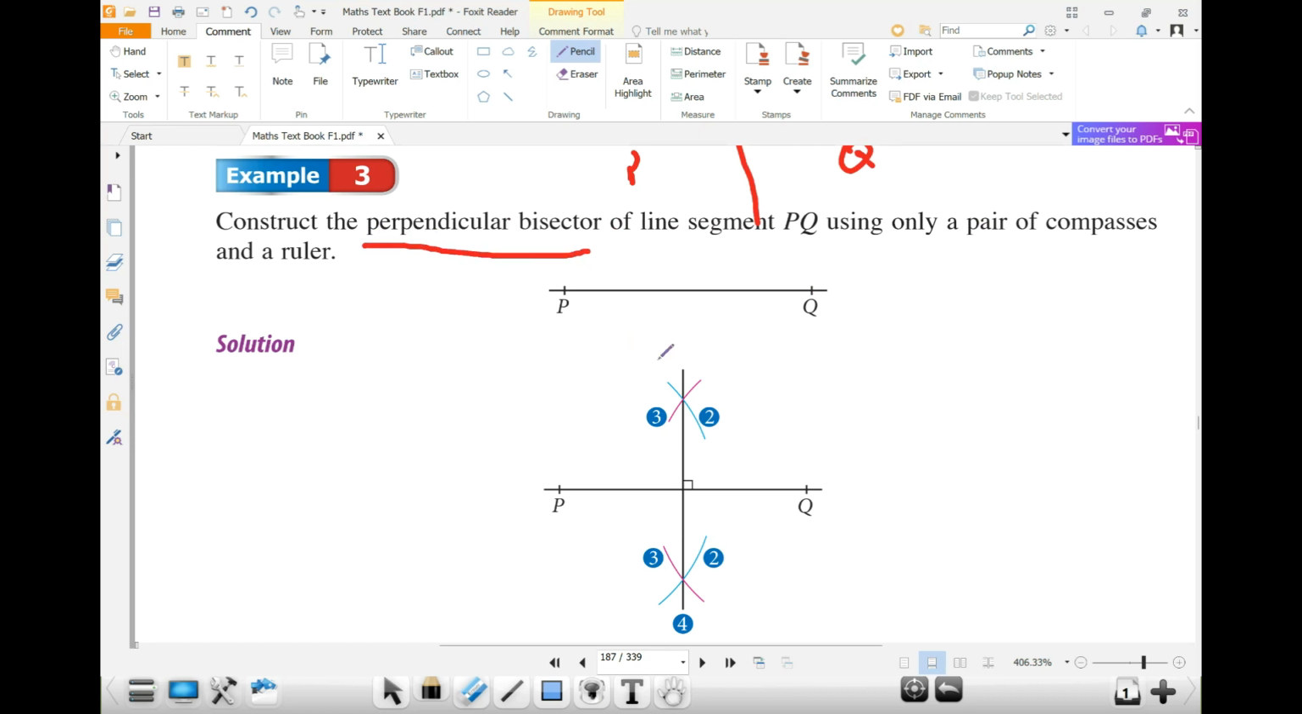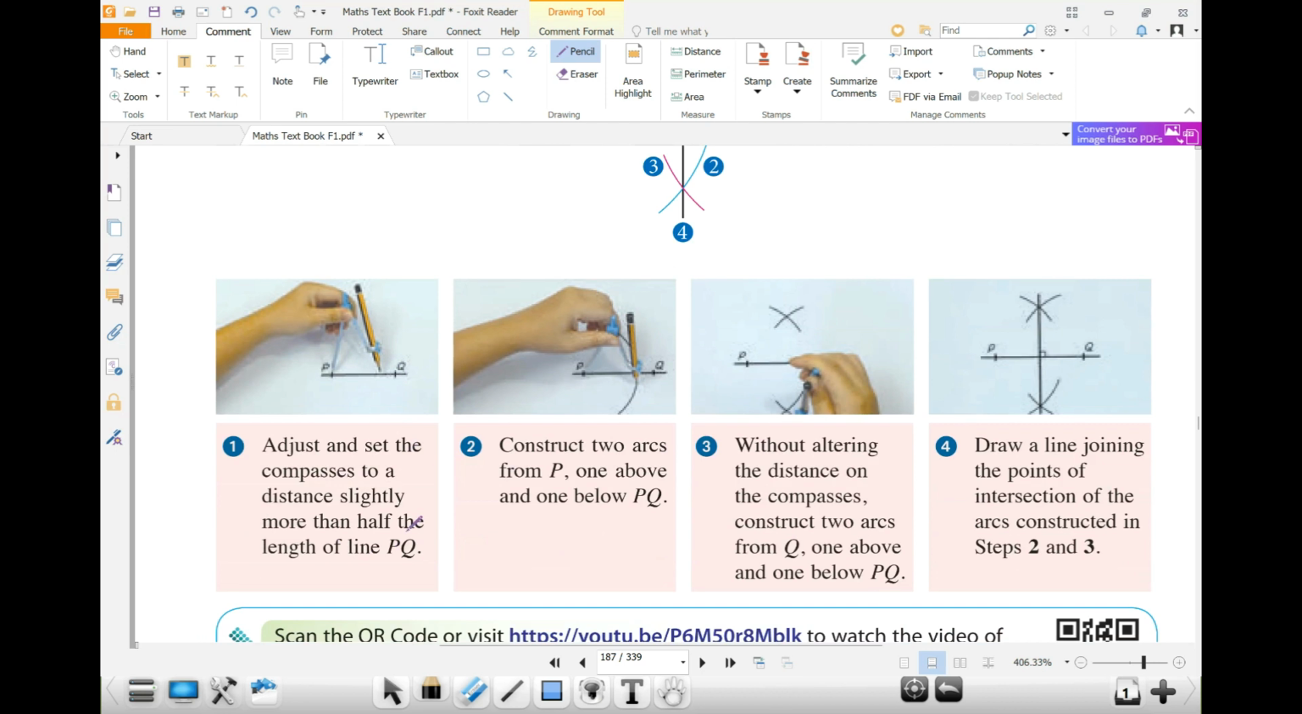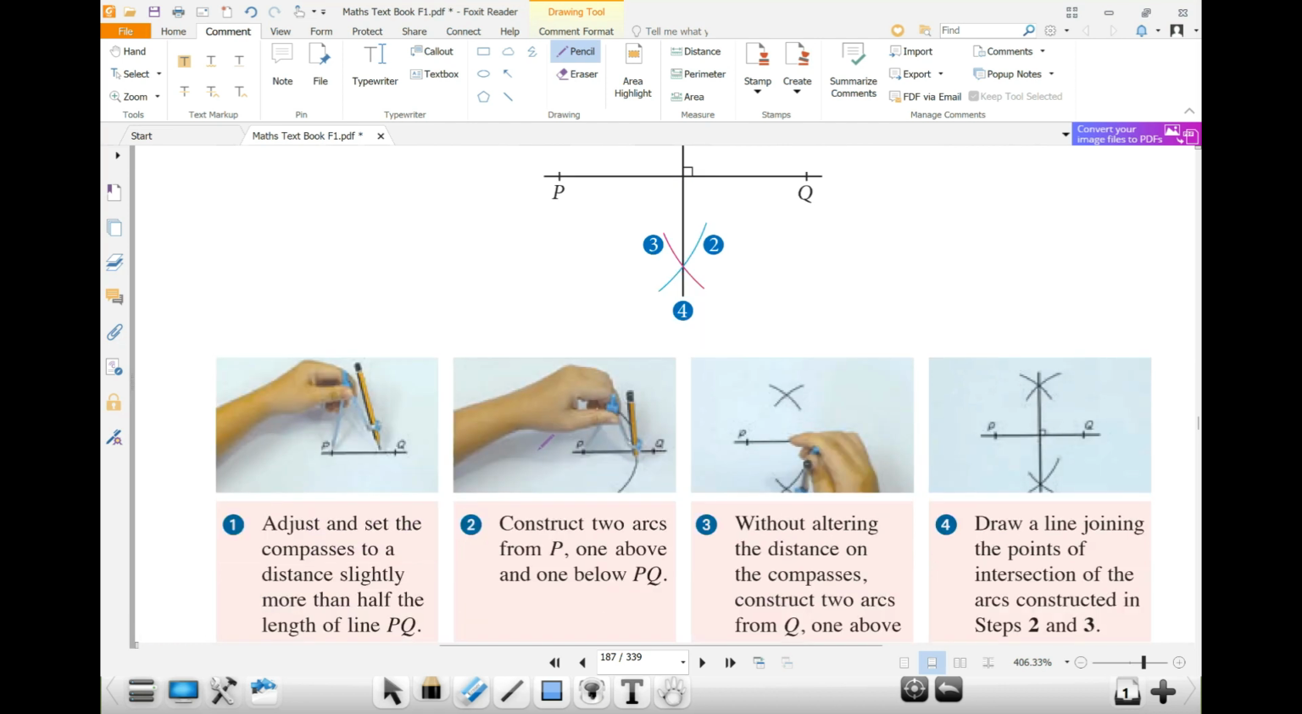Firstly, you look at the line PQ here. You need to adjust and set the compasses to a distance slightly more than half of the length of PQ. So you need to open it, more than half of the length of PQ. If you look at this PQ over here, it is this much. You can divide it into two, and then you just need to open up to more than half the length of PQ.